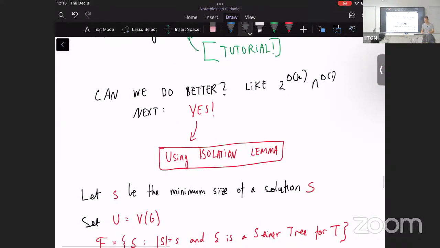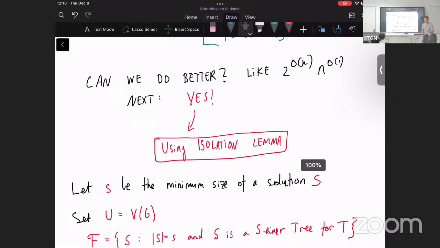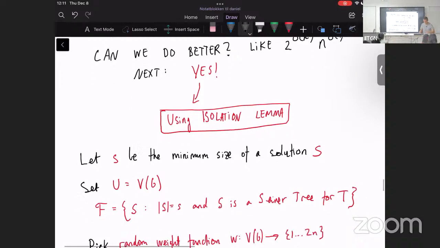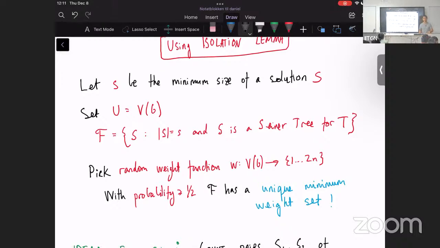So we're going to see an algorithm, or at least a sketch of one, that solves Steiner tree on graphs of bandwidth at most k in time 2 to the big O of k, and in fact 3 to the k times poly m. And this algorithm uses the isolation lemma. Okay, so now here is where the pain starts. So let S be the minimum size of some solution S. Remember, a solution is a set of vertices.